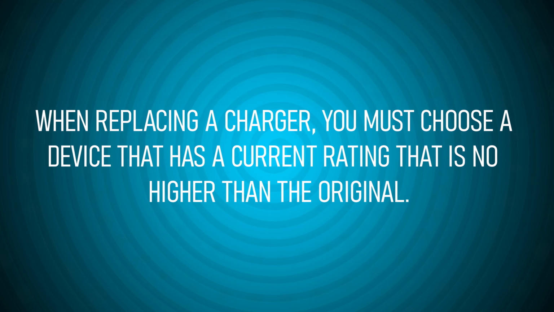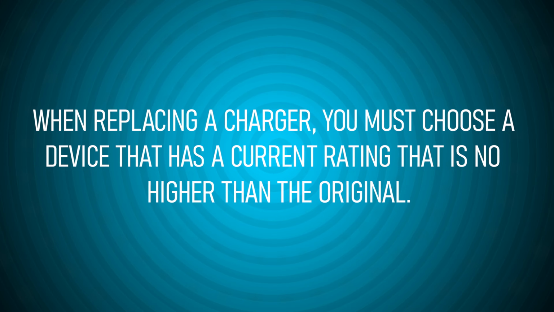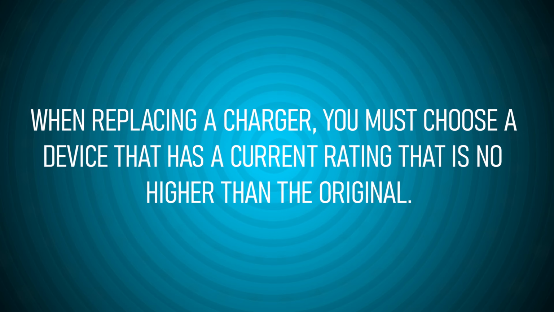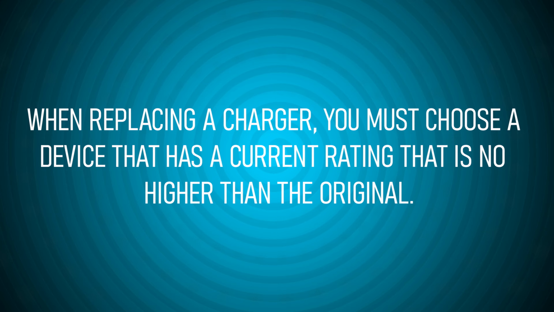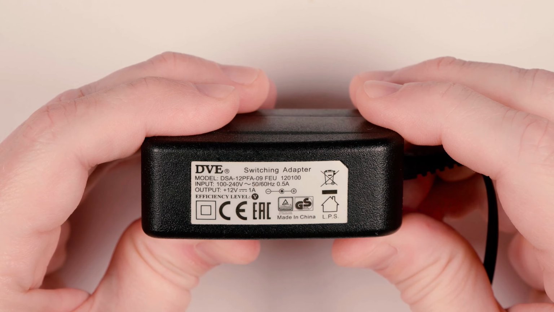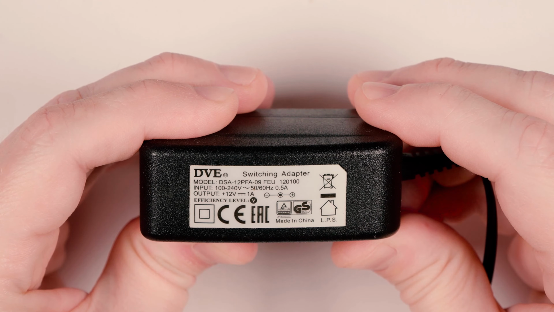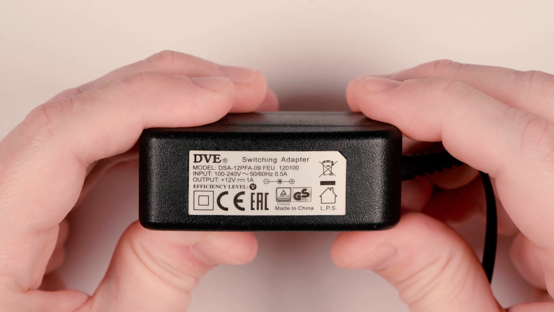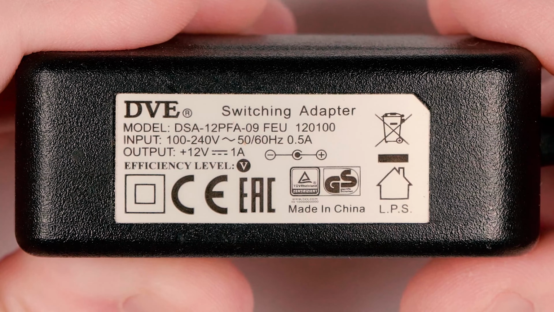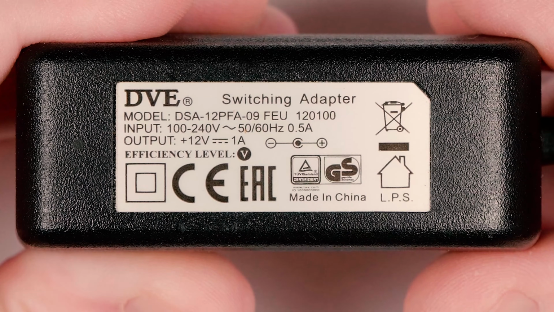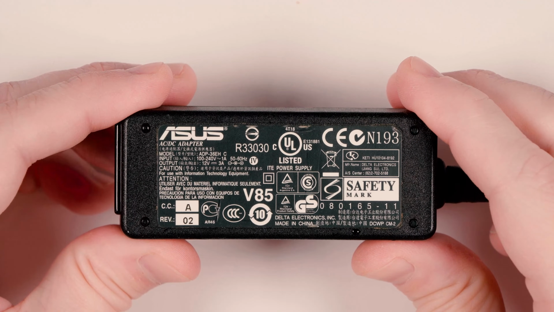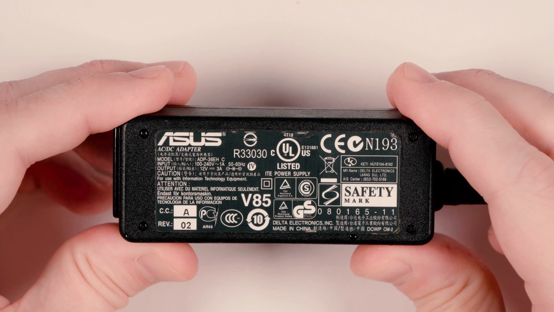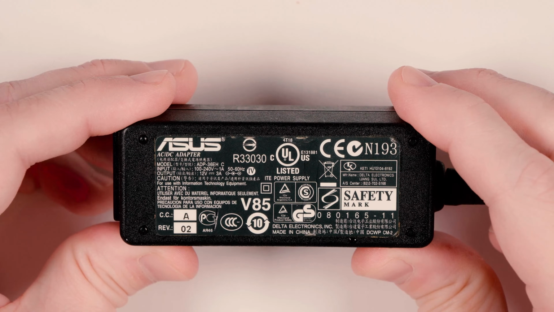Myth number 2. When replacing a charger, you must choose a device that has a current rating that is no higher than the original. This misconception is probably due to the fact that current is often confused with voltage. Indeed, when you choose a power supply, you must ensure that it is, first of all, rated for the same voltage as the original. If it is lower, your device will be underpowered and most likely not start. And if it is higher, you risk damaging it.